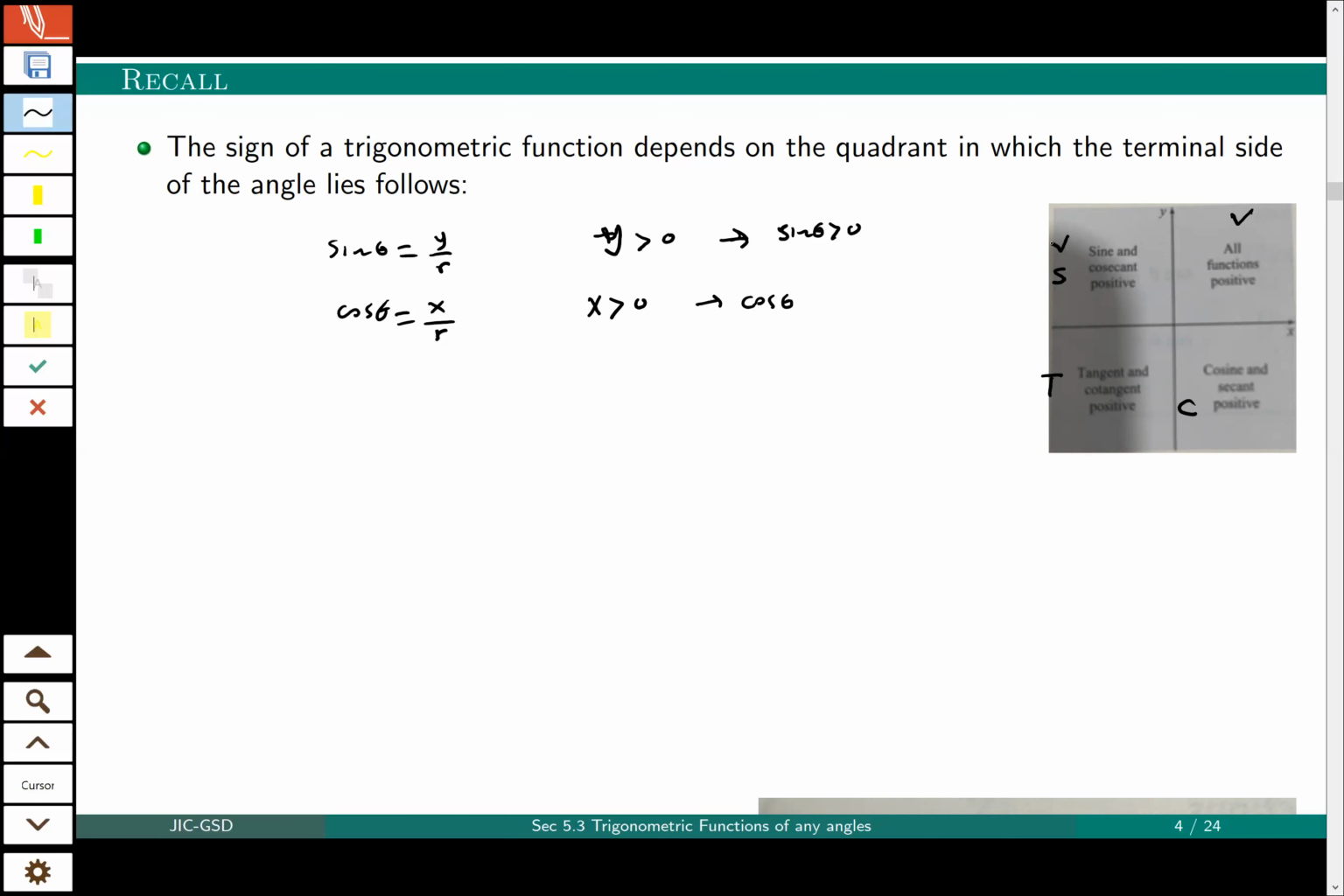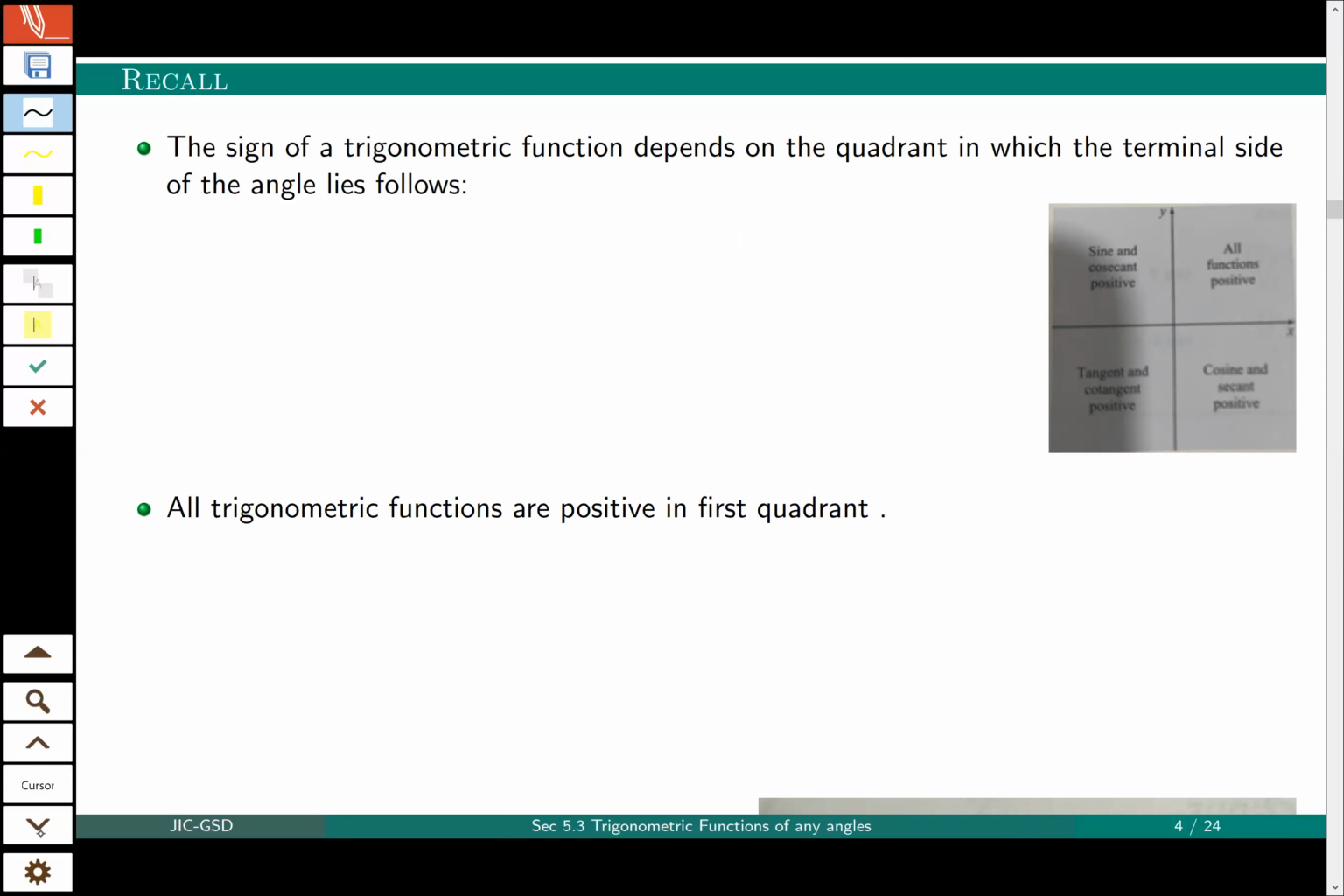Here only sine and its reciprocal is positive. And in quadrant number 3, only tan and its reciprocal is positive. And in quadrant number 4, it's only cosine and its reciprocal is positive. And we get it actually from these two ideas. So this is just a summary. All the trigonometric functions are positive in the first quadrant.